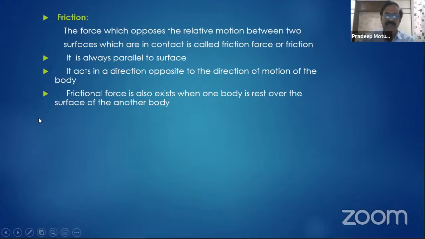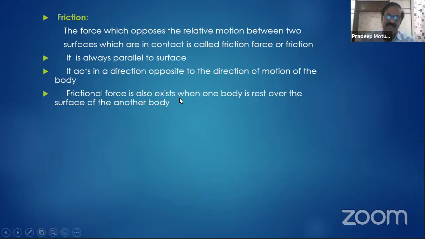When the body is moving on the other body, there is a force acting opposite to the motion of the body. That force is called frictional force. Simply we can say it is friction. It is always parallel to the surface. Friction is always parallel to the surface. Next one, it acts in a direction opposite to the direction of the motion of the body. Yes, the motion is in one direction, friction is in opposite direction.